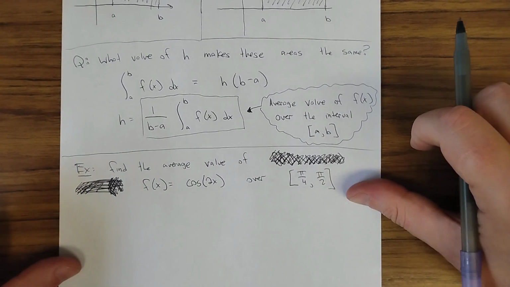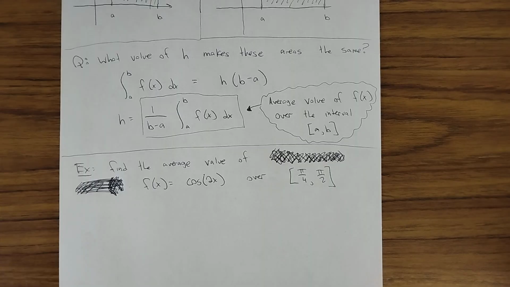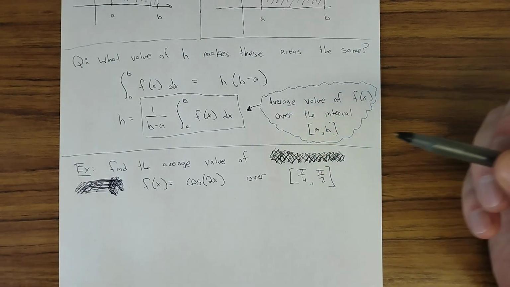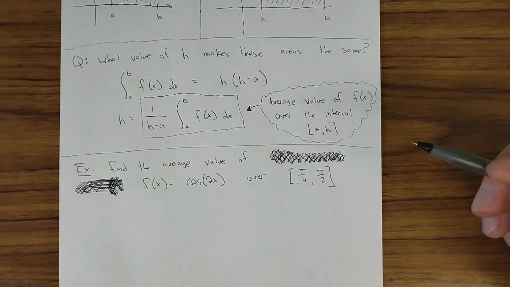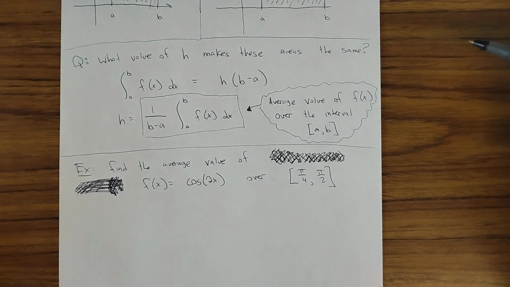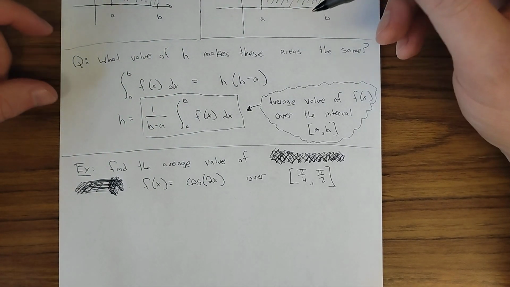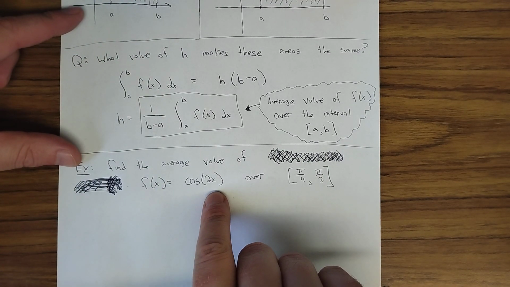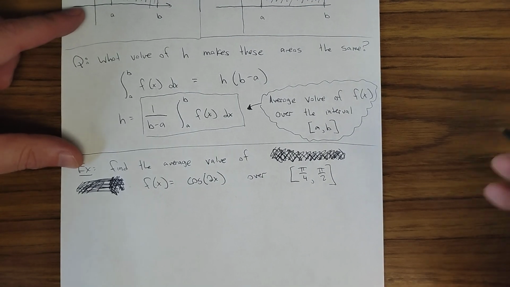Anyway, let's do an example. Like I said, this is going to be easy. I made sure to do this one where it's going to require a substitution just because I wanted to throw a twist in there, because otherwise this is too easy. So here we go. Here's my function, cosine 2x. Here's my interval, so this is going to be my b and my a.